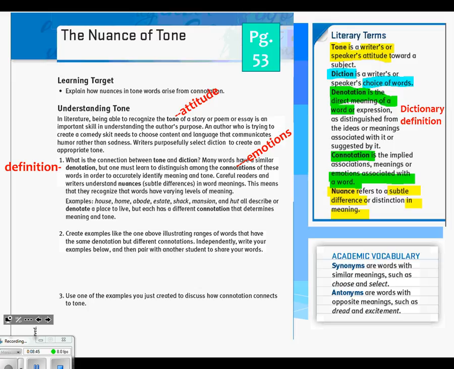House, home, road, street, shack, house, and hut, all denotate a place to live, but each has a different connotation that determines meaning.